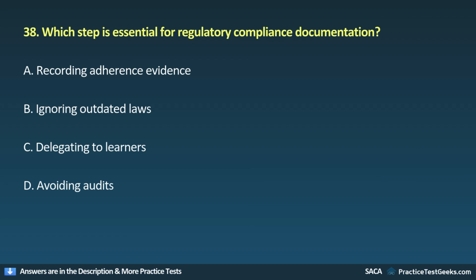38. Which step is essential for regulatory compliance documentation? A. Recording adherence evidence. B. Ignoring outdated laws. C. Delegating to learners. D. Avoiding audits.